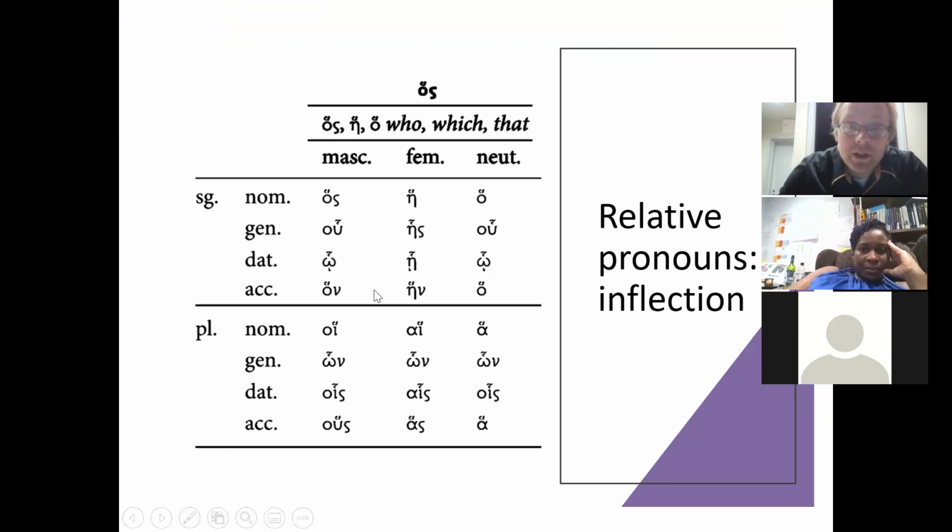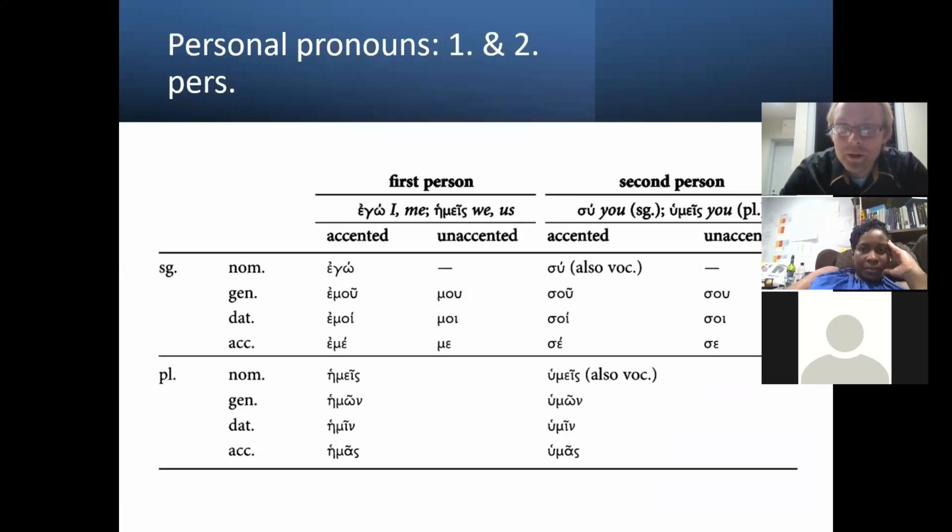So if we go through this, we have in the singular masculine, hos, hou, hō, hon. In the feminine, hē, hēs, hē, hēn. And in the neuter, ho, hou, hō, ho. And then in the plural masculine, hoi, hōn, hois, hous. And in the feminine, hai, hōn, hais, has. And then in the neuter plural, ha, hōn, hois, and ha. But let's go on to the next paradigm directly.